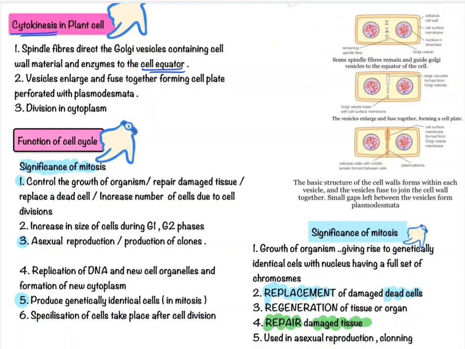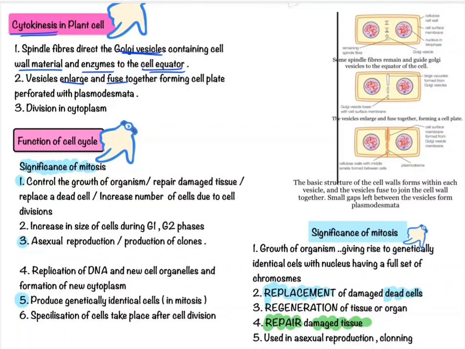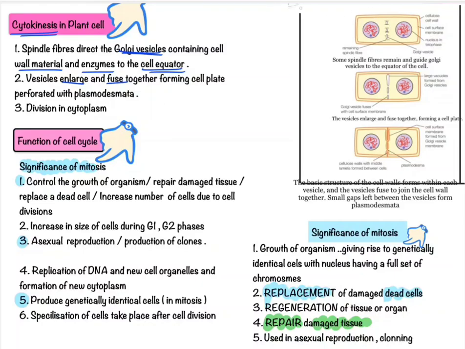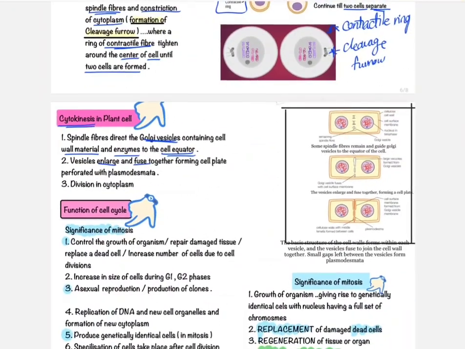So the spindle fibers direct the Golgi vesicles containing cell wall material and enzymes to the cell equator. The vesicles are going to enlarge and fuse together, forming a cell plate perforated with plasmodesmata. Division of the cytoplasm. You're going to know this more clearly right here. Sorry, I want to highlight this part. You guys have to read this diagram. Let's just take a quick look at it. I want you to see it well.